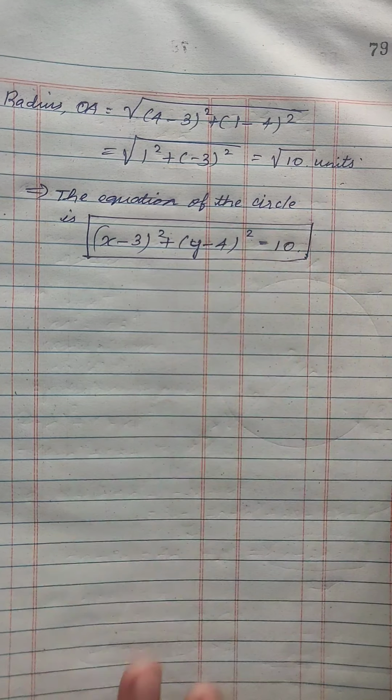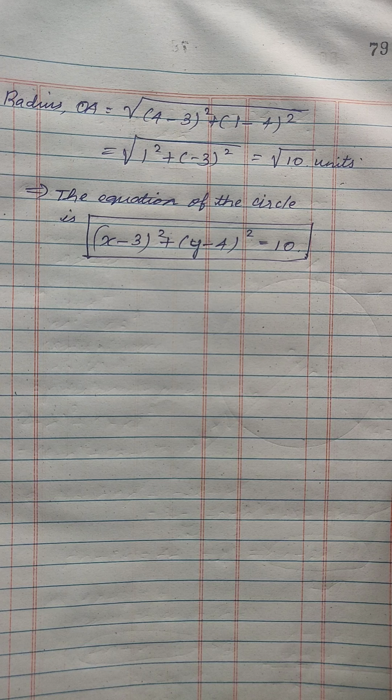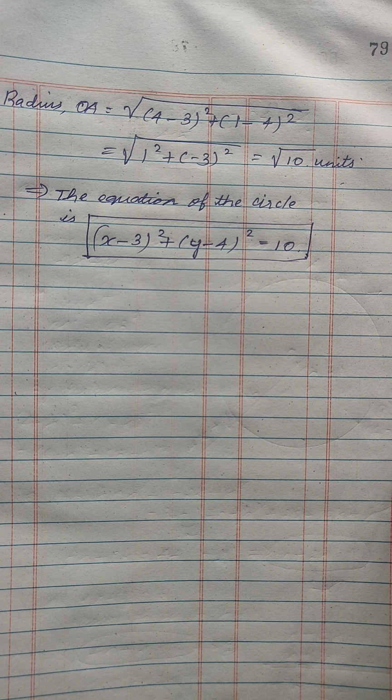The final equation of the circle will be in the form x minus h the whole square plus y minus k the whole square equal to r square. So h we have got it as 3, k we have got it as 4, and radius we have got it as root 10. So root 10 square will be 10. So this is the final equation. I hope you can understand.